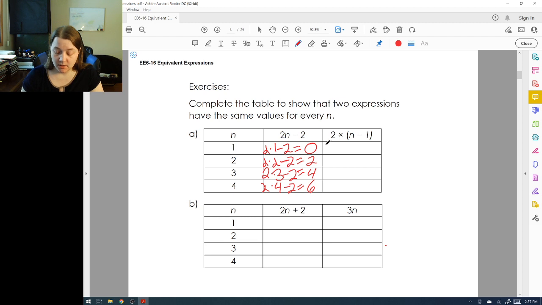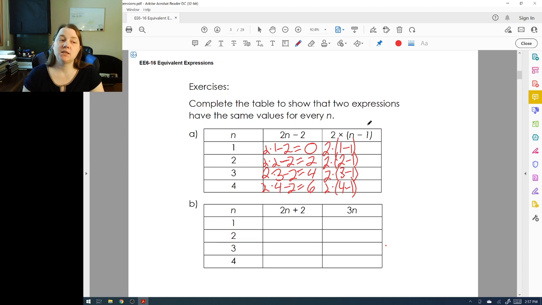Then we're going to go over to the other side, which is going to be multiplying 2 times, but now that n minus 1 is in parentheses. 1 minus 1. And then we have 2 times 2 minus 1. 2 times 3 minus 1. And 2 times 4 minus 1.